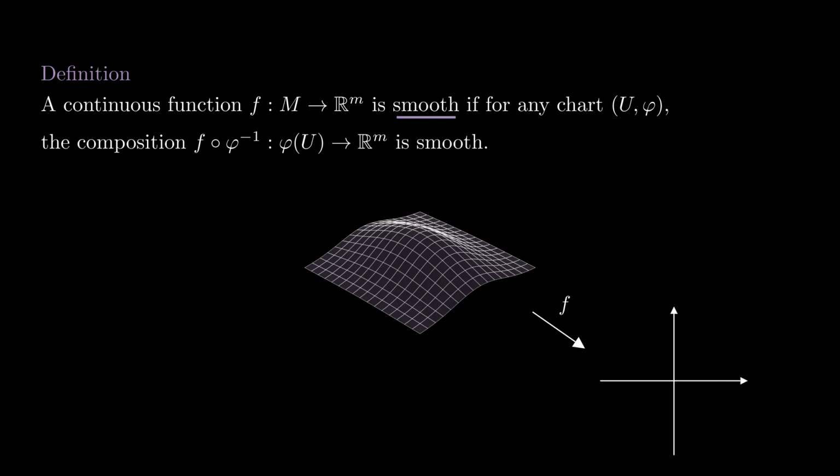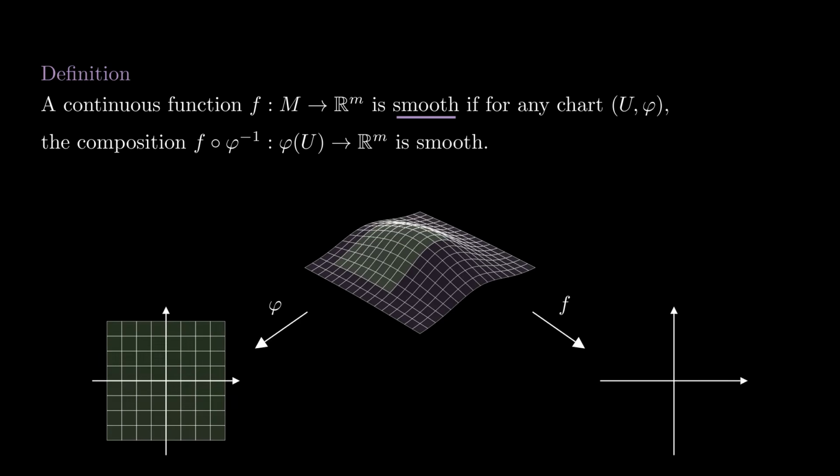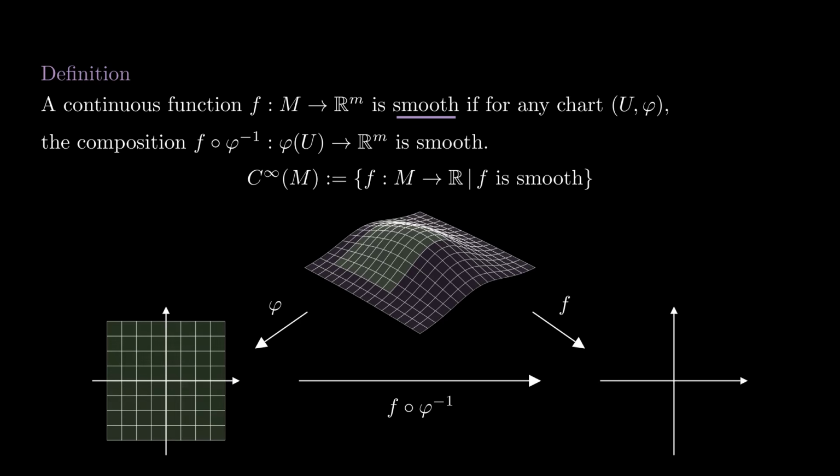When we have a continuous function f from a manifold to R^m, we say that f is smooth if whenever we take a chart (U, phi), the composition f composed with phi inverse is smooth. We will denote by C infinity of M the vector space of all smooth functions from M to R.